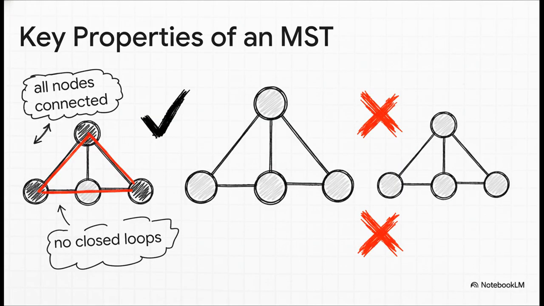So this leads to two golden rules. First, everybody has to be connected. You can't leave any nodes isolated. Second, and this is the really important part, there can't be any cycles, no closed loops. Why? Well, because a loop means you have a redundant connection. It's an extra road you didn't need to build. An MST is perfectly efficient. It has just enough edges to connect everything and not a single one more.